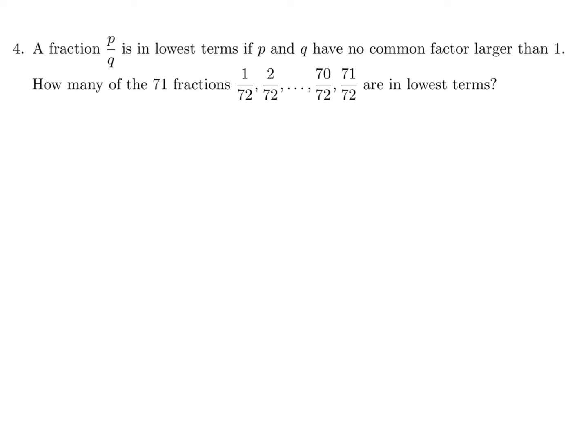A fraction p over q is in lowest terms if p and q have no common factor larger than 1. How many of the 71 fractions, 1 over 72, 2 over 72, and so on, are in lowest terms? All right.